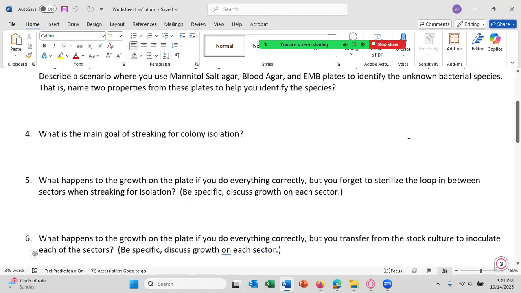All right, 4. What is the main goal of streaking for colony isolation that was discussed in this lab? 5. What happens to the growth on the plate if you do everything correctly, but you forget to sterilize the loop in between sectors when streaking for colony isolation? In your answer, you must be specific and discuss the growth on each sector.